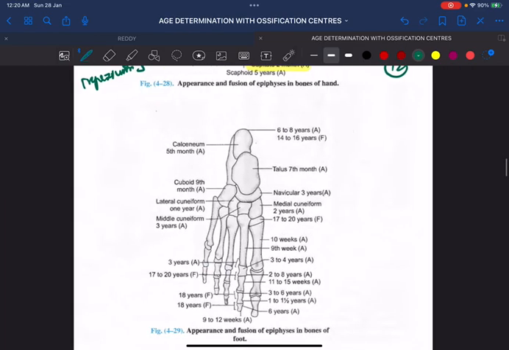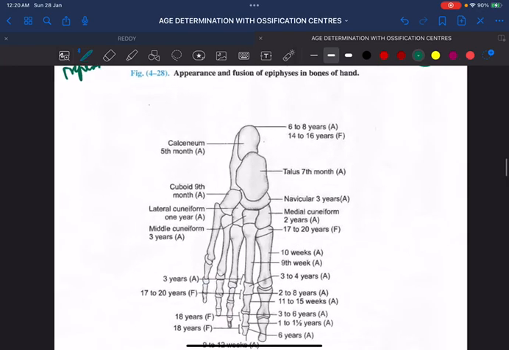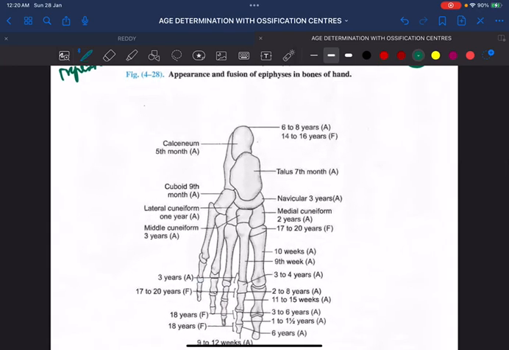As far as tarsal bones are concerned, remember, there are 3 bones which are present within 1 year.